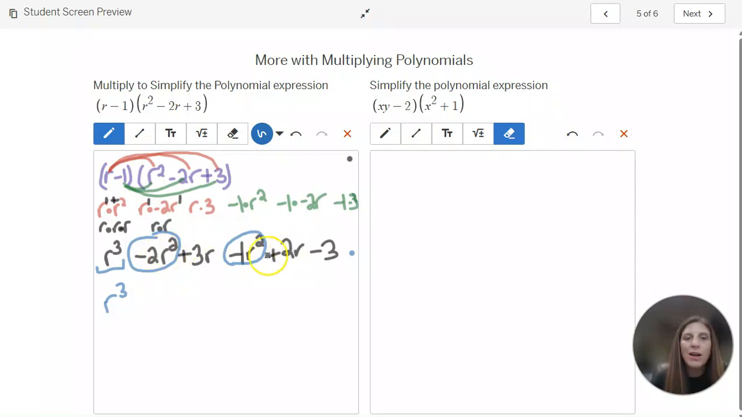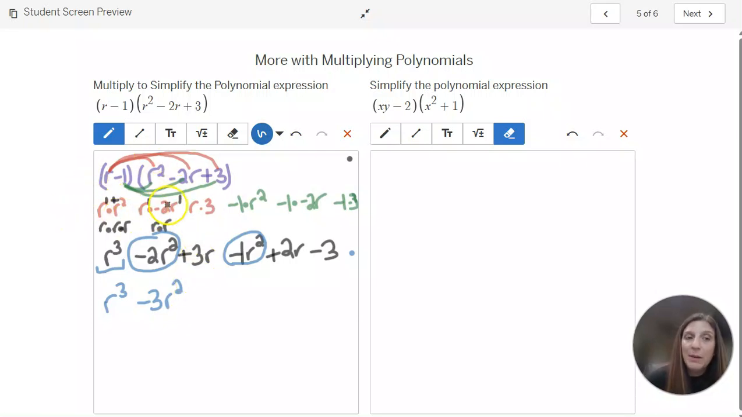Negative 2r squared minus 1r squared would be negative 3r squared. Now remember, this is kind of tricky because you're like, wait a minute, up here you changed the exponent and down here you didn't change the exponent. That's the difference in adding and multiplying.